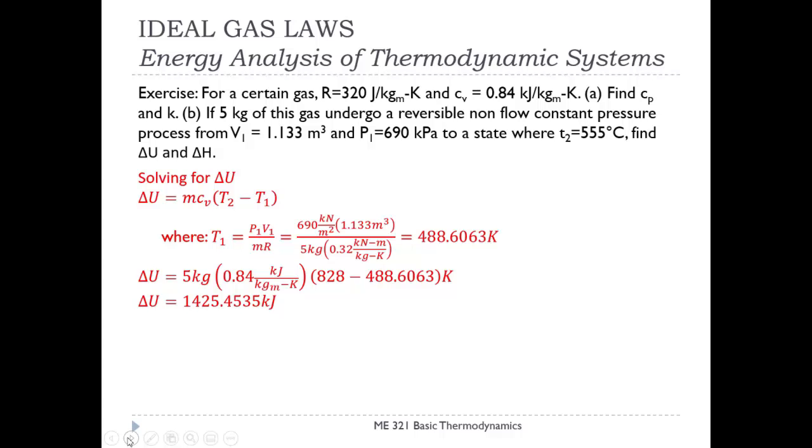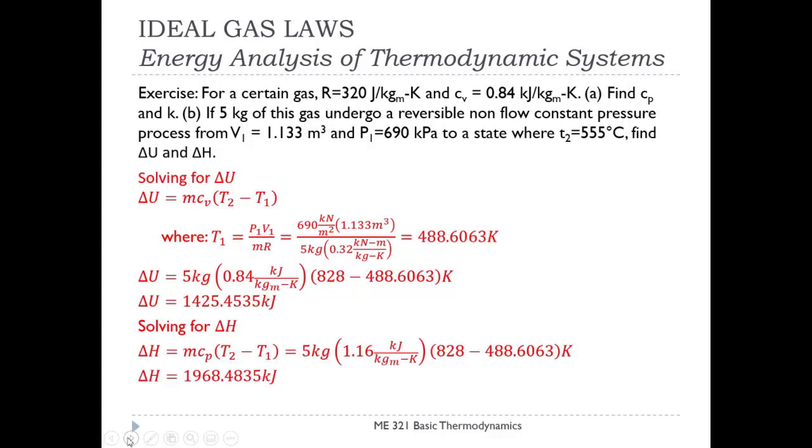1425.4 kilojoules. Lastly, the change in enthalpy can also be computed in the same manner, but now using the specific heat at constant pressure instead. By substituting all of the known values in the formula, we can now compute the value of the change in enthalpy to be equal to 1968.48 kilojoules.